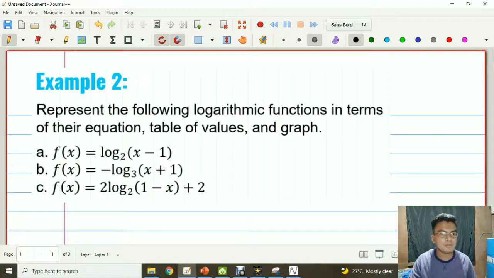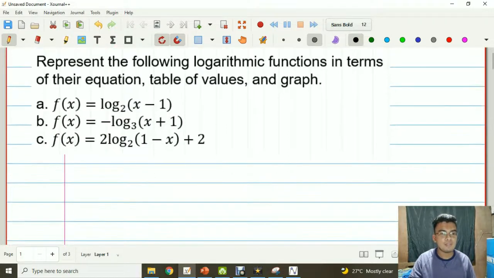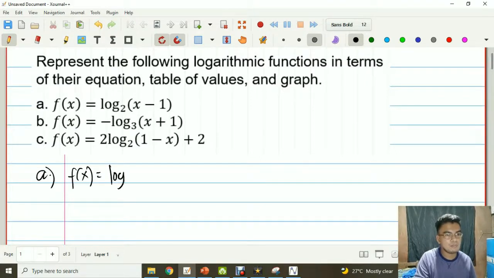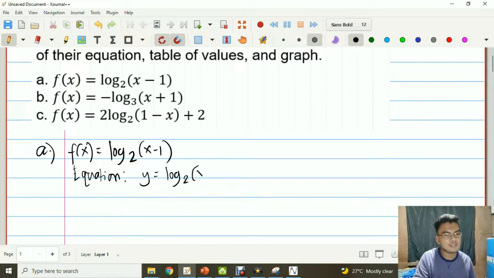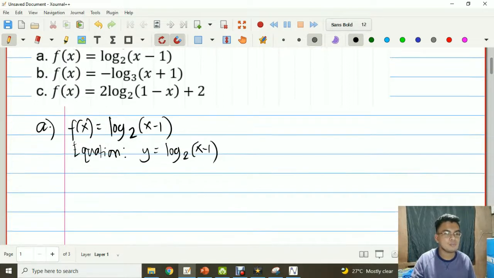For example 2, we represent the following logarithmic functions in terms of their equation, table of values, and graph. So let's start with the first item. We have f of x is equal to log base 2 of x minus 1. So, how are we going to represent this in terms of its equation? Ang equation nito, papalitan lang ho natin yung f of x using y. Y is equal to log base 2 of x minus 1.